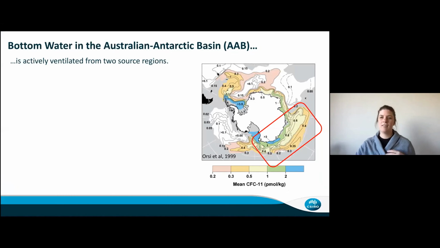Okay, so real quickly, I'll just go through some motivation, but I think everyone in this talk should have a sense of why we care about Antarctic bottom water. But anyway, in the Australian Antarctic Basin, which I have outlined here in red, the bottom water is actively ventilated from 2 source regions. So you see this blue tongue coming out of the Ross Sea and another blue tongue of high CFC values coming out of the Adelie Land.